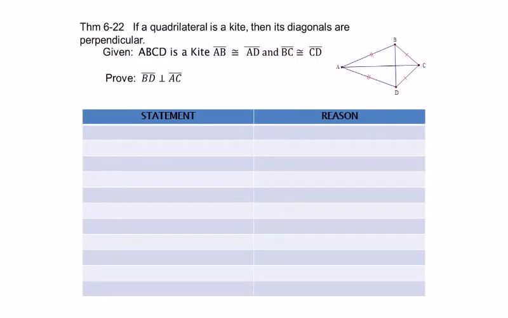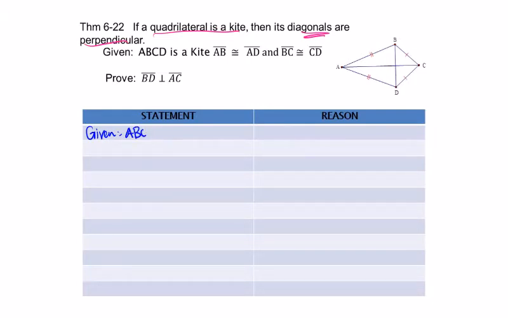All right, so one thing with a kite is the diagonals are perpendicular. So let's prove that here. If a quadrilateral is a kite, then its diagonals are perpendicular, right? Just like a rhombus. All right, so that's what we want to prove. So we're given that we have a kite, right? So given that ABCD is a kite.